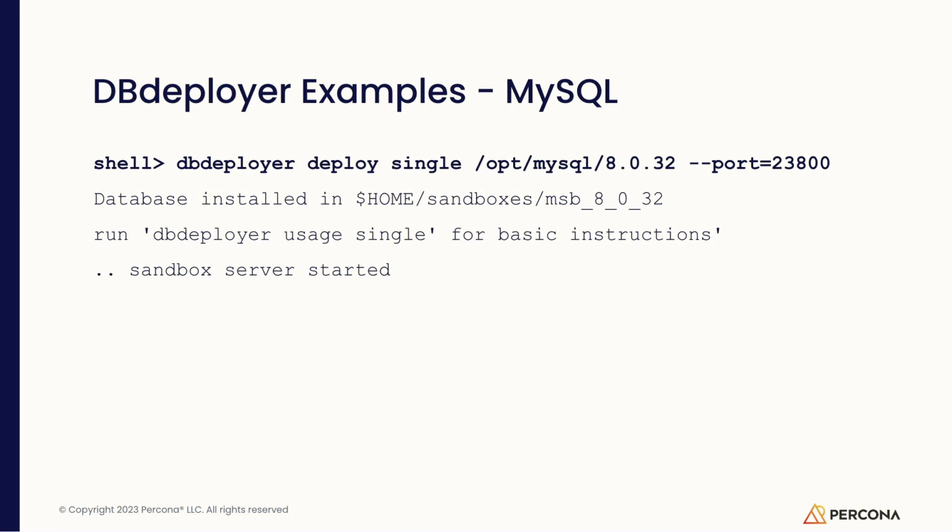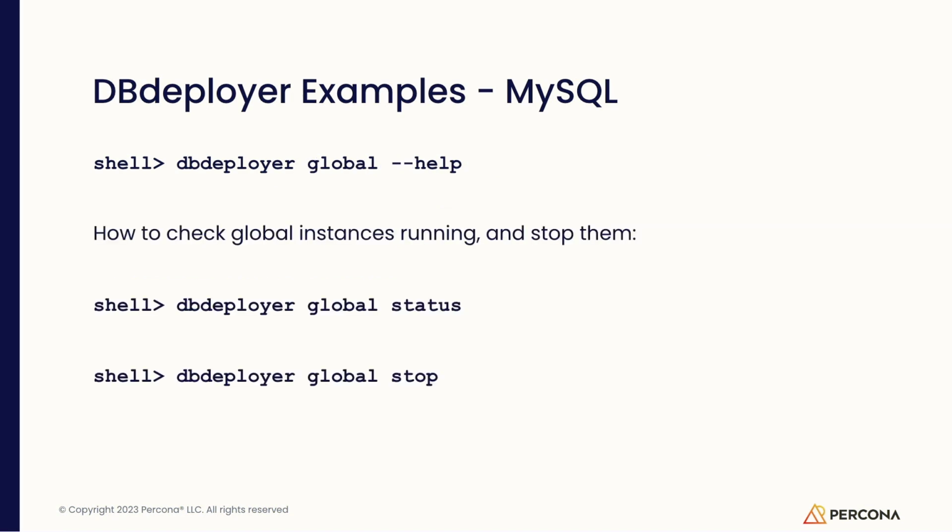The port is not needed, but again, since we always use this in a shared environment, it will try to pick the port according to the version, and that port is almost always in use by someone else. So I just default to adding the port, even though you don't need that. So after that, you will get the database installed in home sandboxes and MSB 8032, and you can access it with scripts that are inside of that directory.